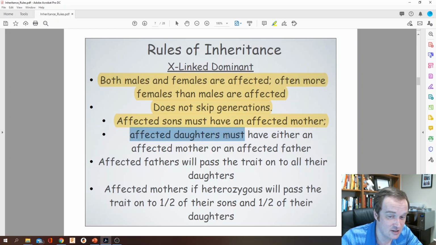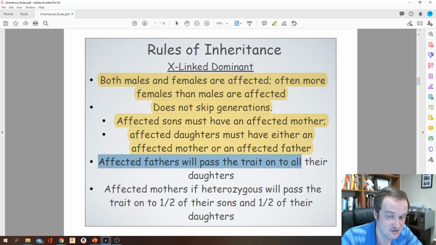An affected daughter must have either an affected mother or an affected father. So they can get it from either their mom or their dad. But it's not like recessive, since this is a dominant trait. If a daughter has it and neither of their parents do, then it's not X-linked dominant.